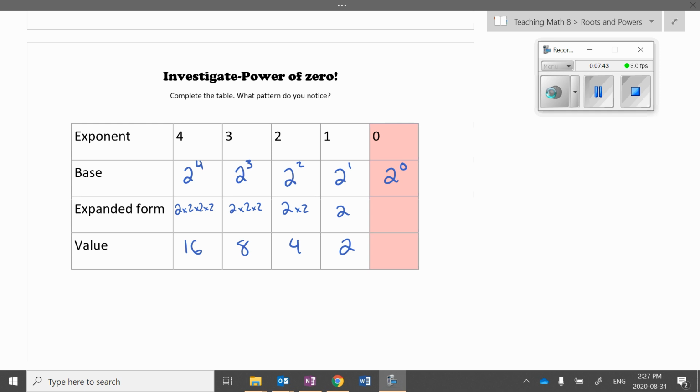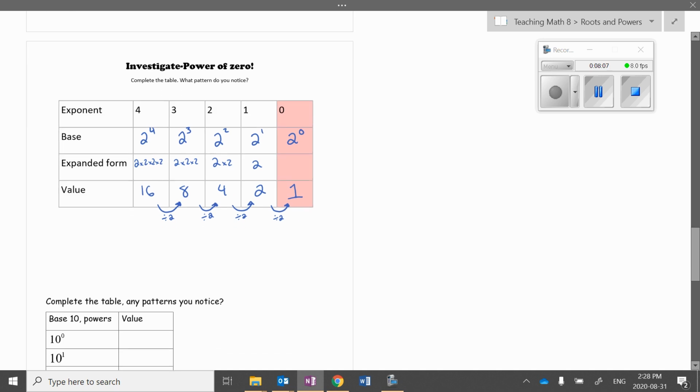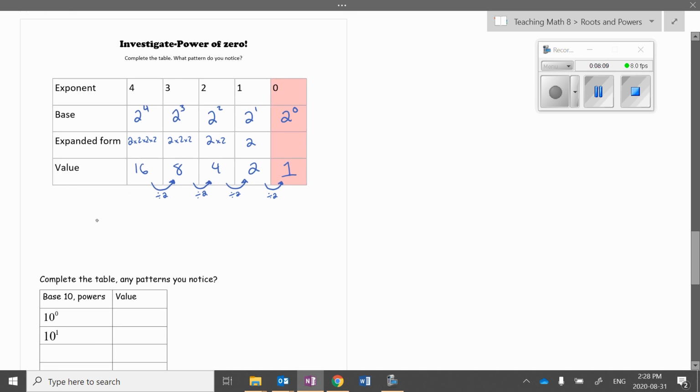Well, if I look at this, if I move down my table to go from 16 to 8, I'm going to divide by 2. To go from 8 to 4, I'm going to divide by 2. Again, divide by 2. So therefore, I have to get this next one, divide by 2. So to divide by 2, I'm going to end up with 1. If you did this with any number, you're going to end up with base 1. So basically, anything to the power of 0 is 1.